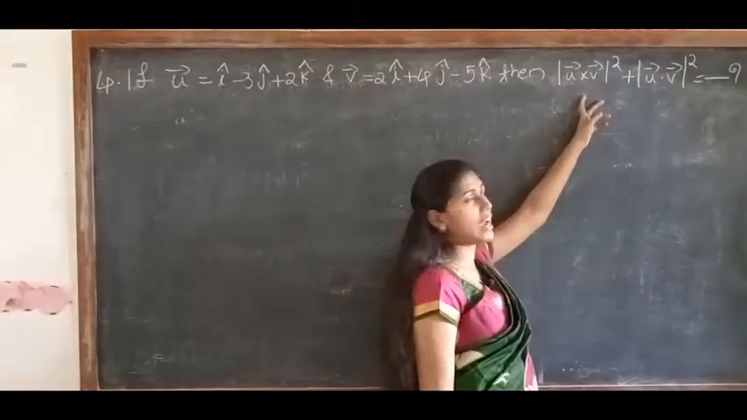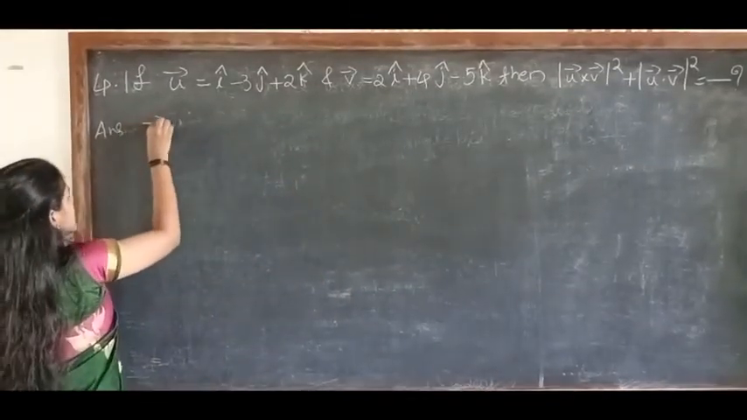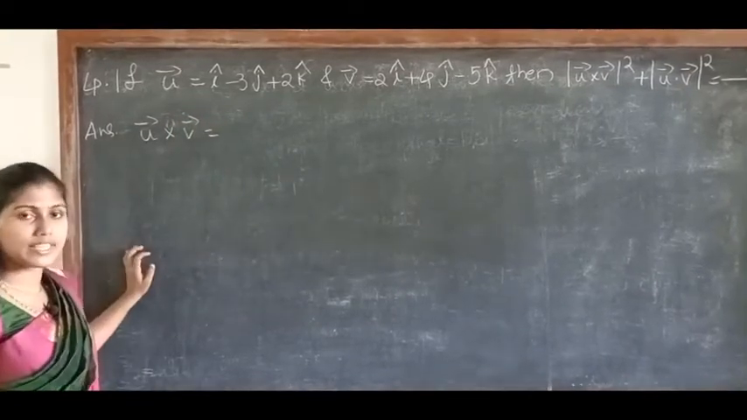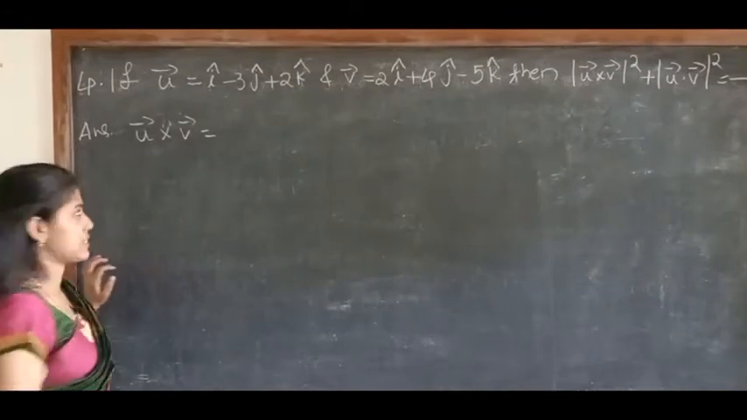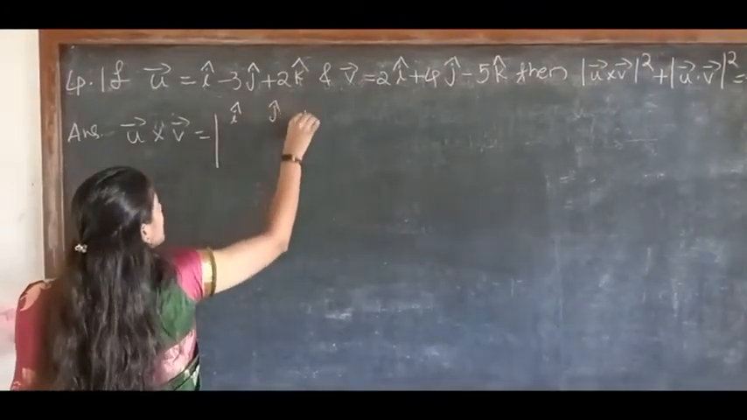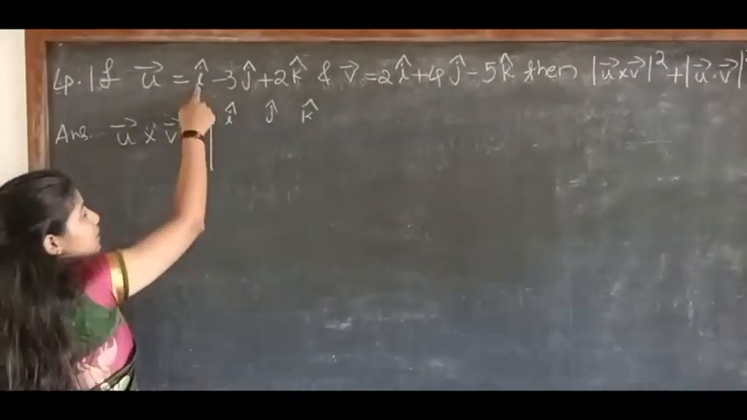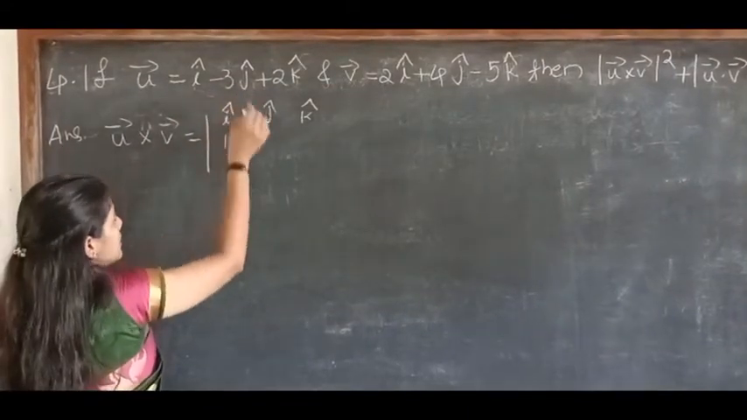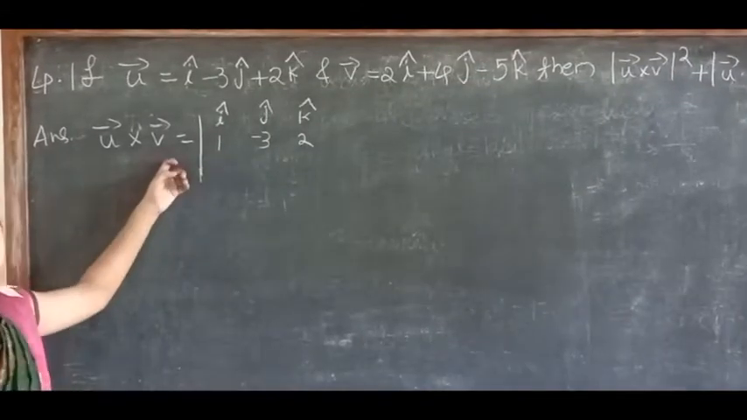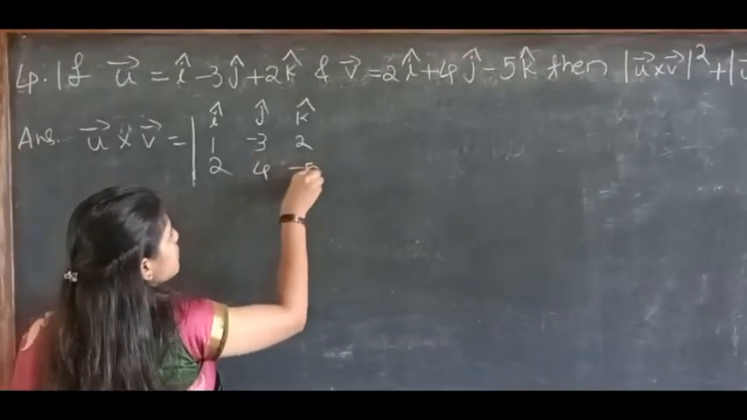So first we find vector u cross vector v. That is, vector u cross vector v is equal to, we know that cross product is the determinant of the coefficients. That is, determinant of i cap, j cap, k cap. First we write the coefficients of vector u. That is, the coefficient of i cap is 1 and j cap is minus 3 and 2. Okay, then we write the coefficients of vector v. That is 2, 4, minus 5.